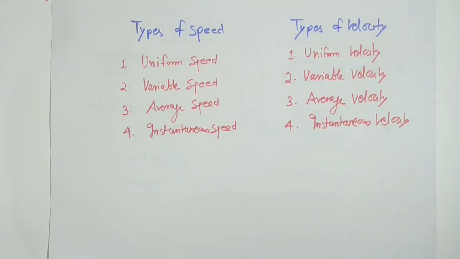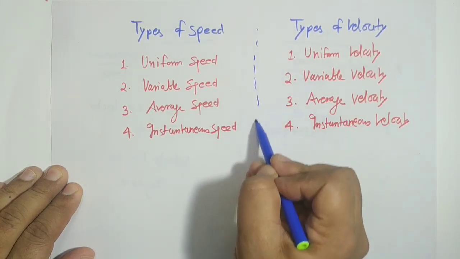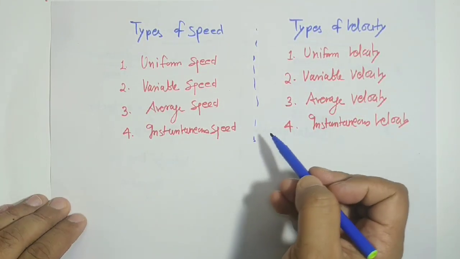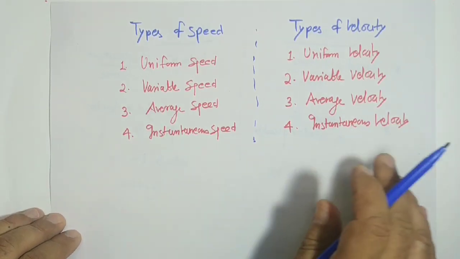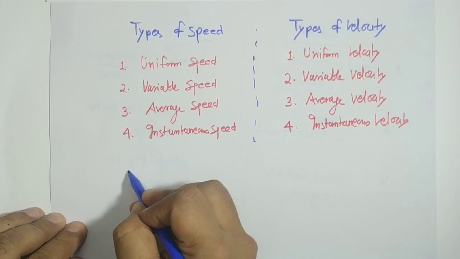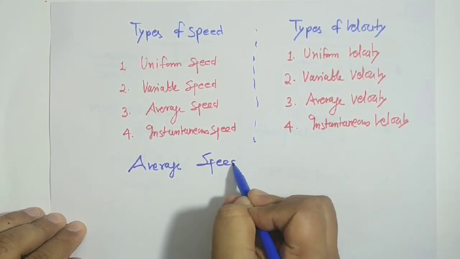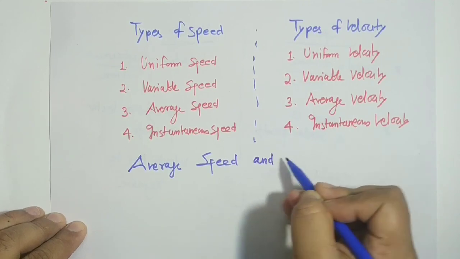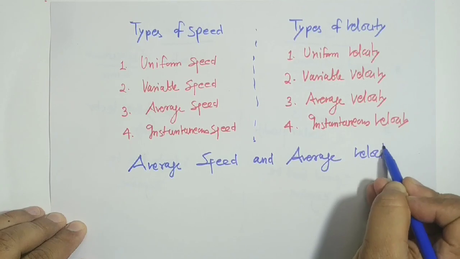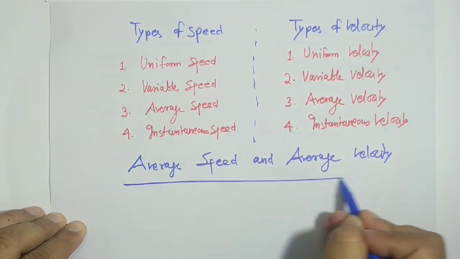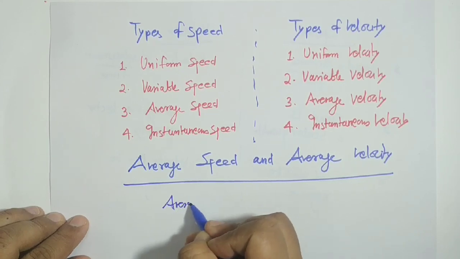So velocity are of what? And speed are of what? 4 types. I am not going to dictate their definitions. You can write their definitions, but I will give you some concept of average speed, average velocity, instantaneous speed and instantaneous velocity. Now we are talking about what? Average speed and average velocity.